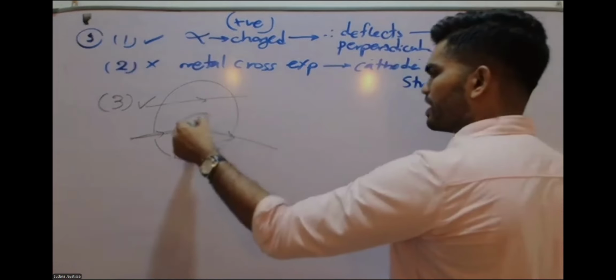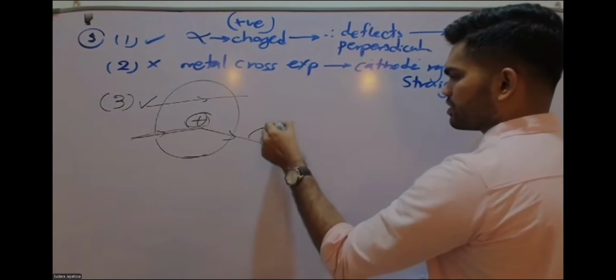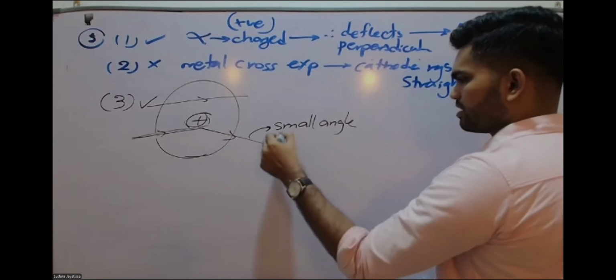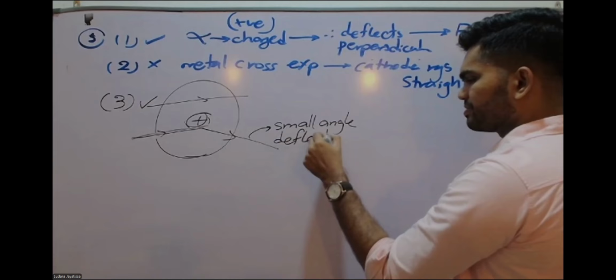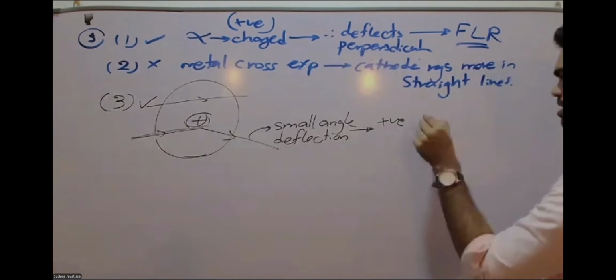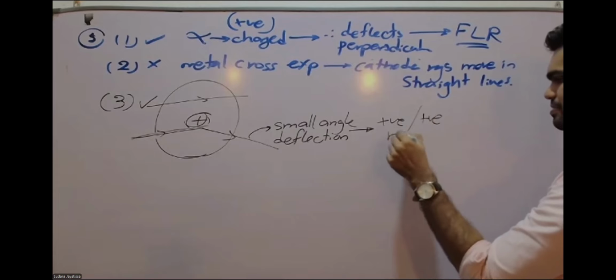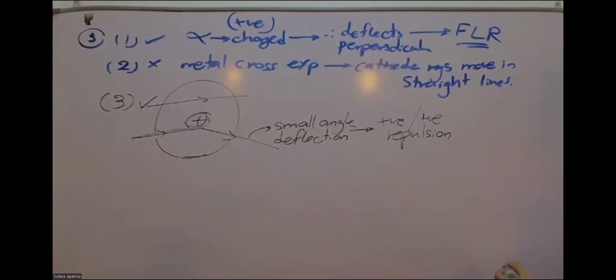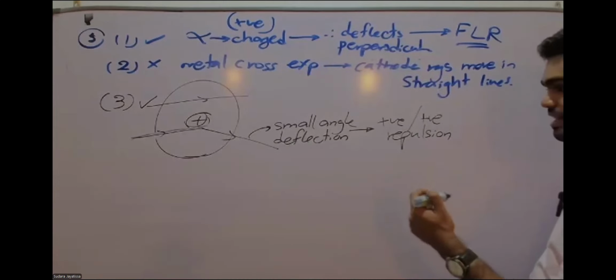Okay, so then you have to say small angle deflection due to positive repulsion. Okay, positive repulsion, right? Then you have to add that one.